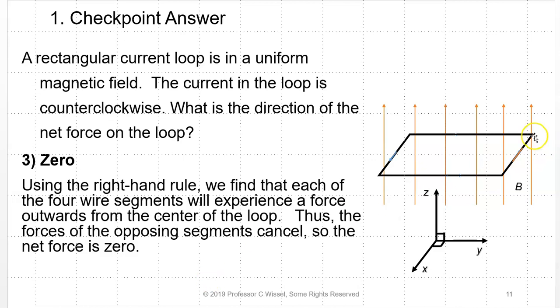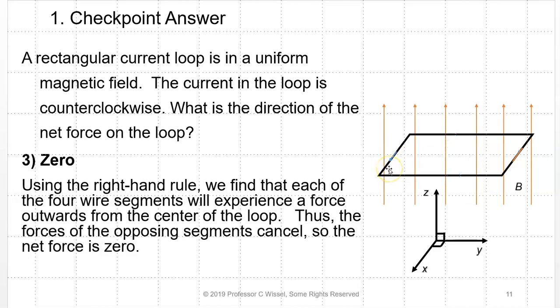So here we go. We're going counterclockwise around this loop, and I started here on the left-hand side. So I take my index finger, point it into the page. Magnetic finger, which is middle finger, points up. The force is out. If I go to the back side here, the magnetic finger is still pointing up. The index finger is now pointing to the left in the direction of the current, and the force is still outward, away from the center of the loop.